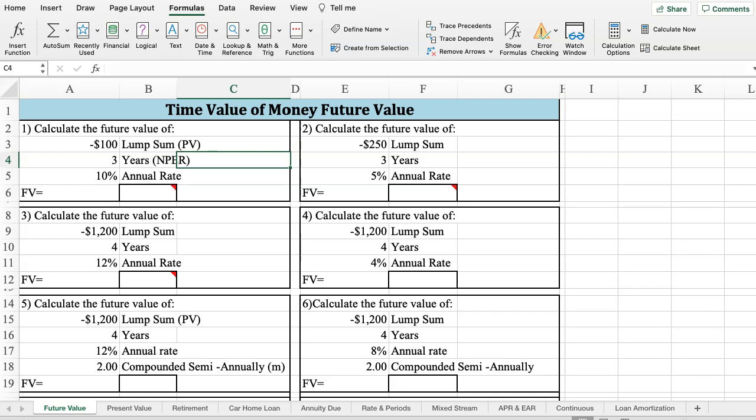In this video, I'm going to go over all the time value of money problems from Chapter 5. Now, the first that I'm going to look at is future value.